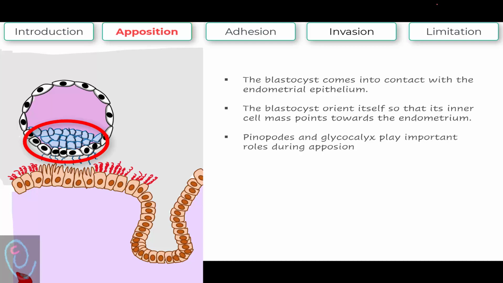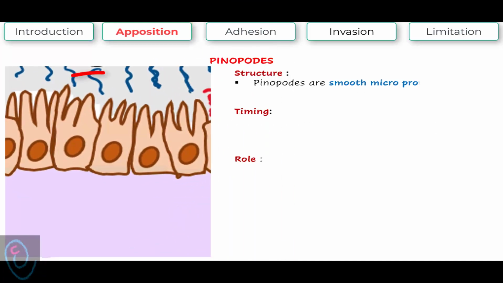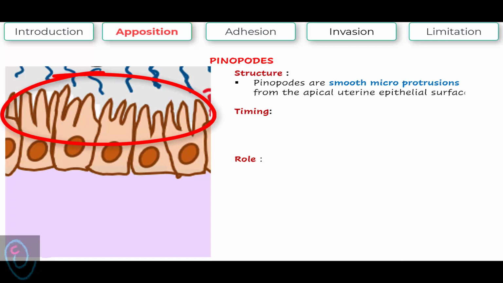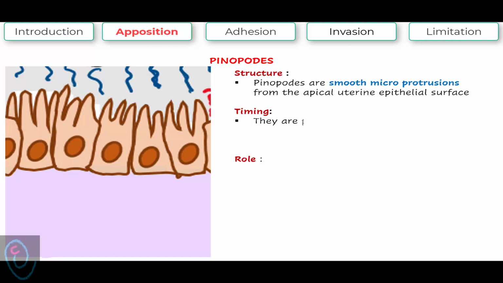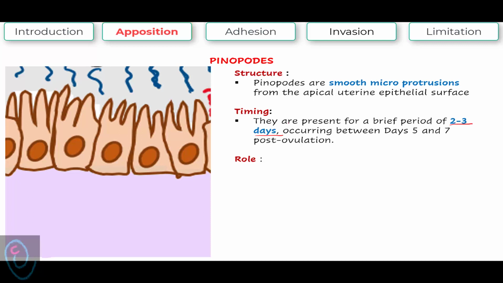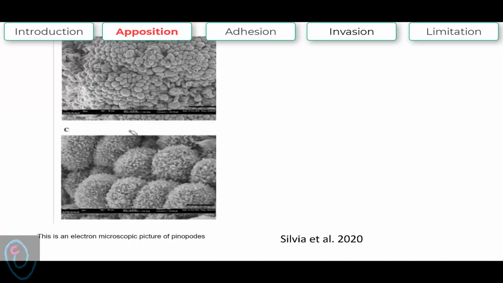Pinopods and the glycocalyx play important roles during apposition. Pinopods are smooth microprotrusions from the apical uterine epithelial surface. They are present for a brief period of 2 to 3 days, occurring between day 5 and day 7 post-ovulation. They help in fluid absorption from the uterine cavity, attracting the blastocyst to the site of pinopods. This is an electron microscopic picture of pinopods, and when further magnified, it clarifies the shape of pinopods.